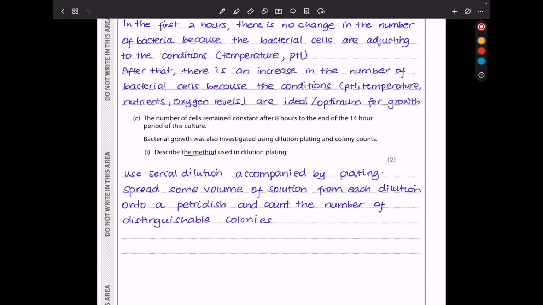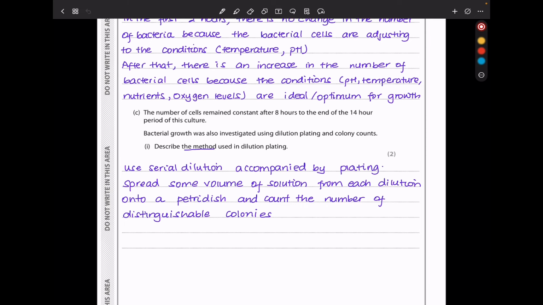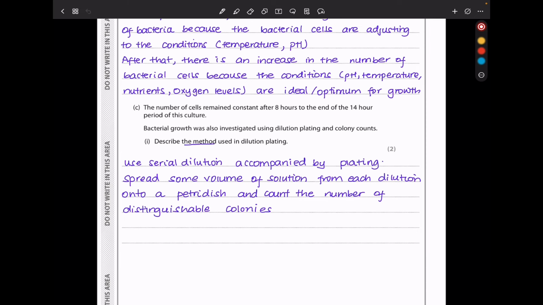In part C, the number of cells remained constant after 8 hours to the end of the 14-hour period of this culture. Bacterial growth was also investigated using dilution plating and colony counts. Describe the method used in dilution plating. Usually in dilution plating, they carry out serial dilution, which is accompanied by plating or spreading some of the volume from the dilutions onto petri dishes, and then they culture for some period of time and count the number of colonies that can be distinguished in order to know the concentration.